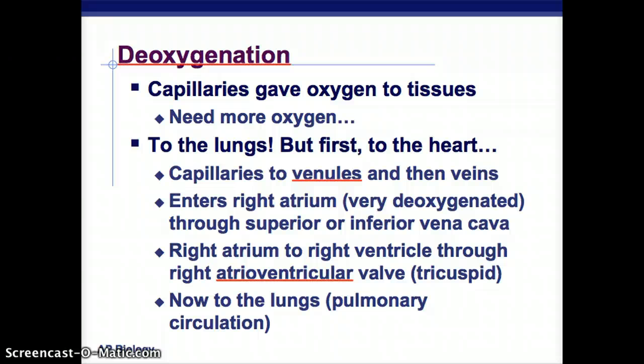So from the capillaries, where the blood is deoxygenated, you go to venules and then to veins. And then from the veins, you enter the right atrium, where it's the least oxygenated. And you enter the right atrium through either the superior or inferior vena cava. Then from the right atrium, you go to the right ventricle through the right atrioventricular valve, also known as the tricuspid. And then you go to the lungs, and we hit pulmonary circulation. So systemic circulation is throughout the body, and pulmonary circulation is throughout the lungs.